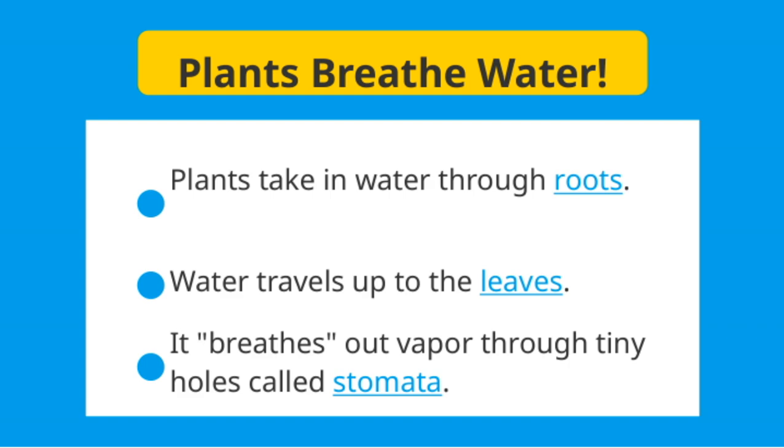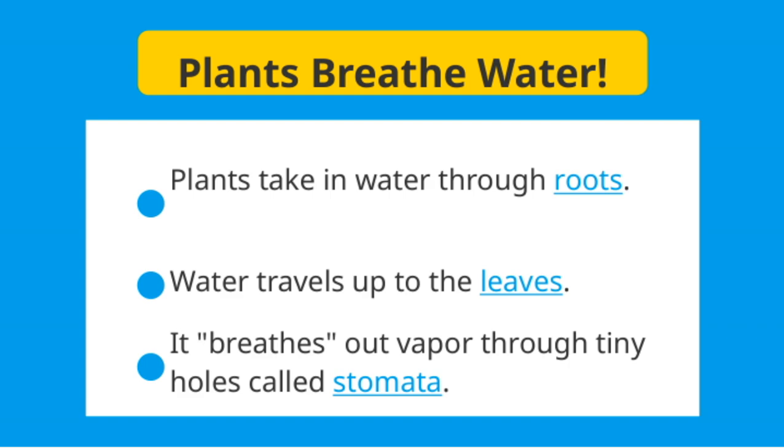So, to connect it all, plants are constantly taking in water through their roots and then releasing it through these stomata. It's almost like they're breathing water out, which is a fascinating part of how they survive and thrive. This process highlights the incredible ways plants manage their water and gas exchange, a key part of understanding their life cycle.